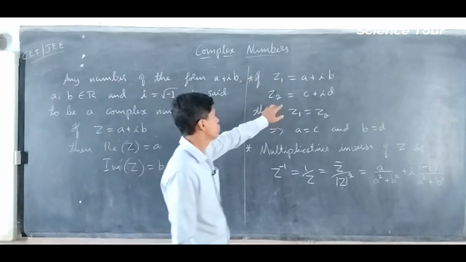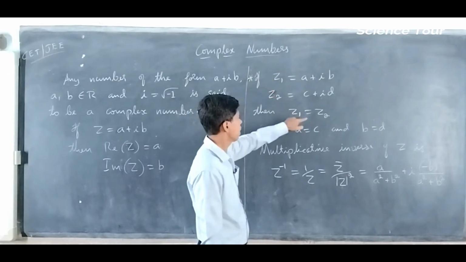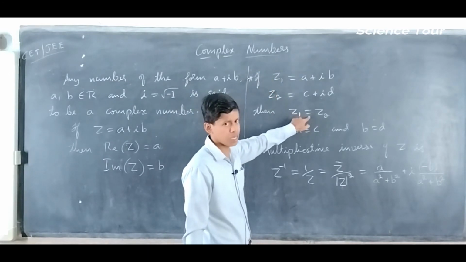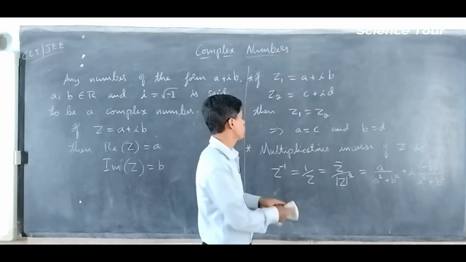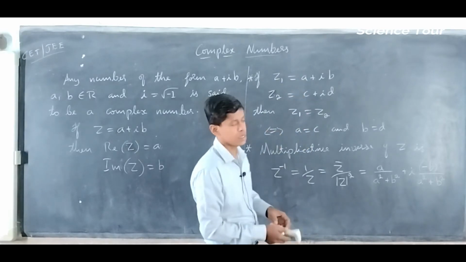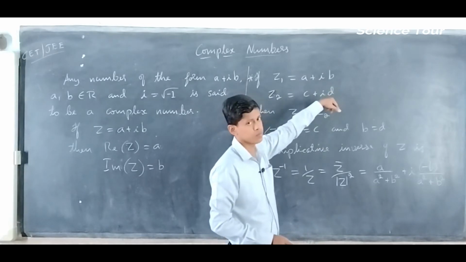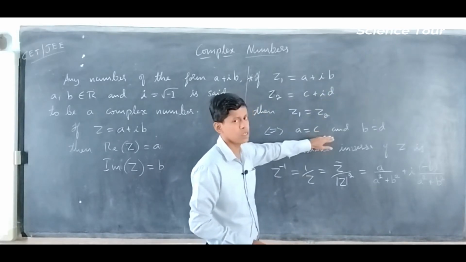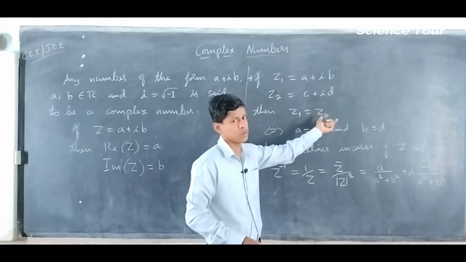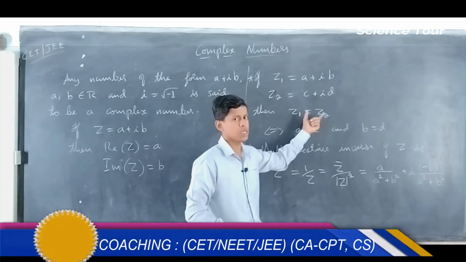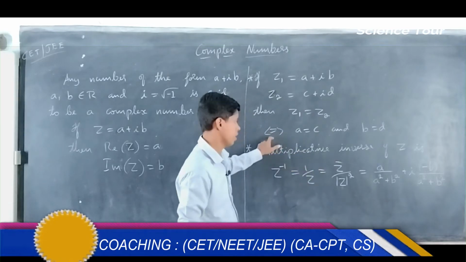Now, when do you say two complex numbers are equal? Two complex numbers are equal if and only if a is equal to c and b is equal to d. If a is equal to c and b is equal to d, then the complex numbers are equal. If the complex numbers are equal, then this follows. So, it is if and only if.